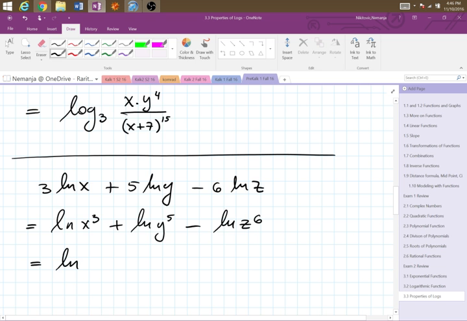ln of x cubed times y to the fifth over z to the 6. Yes. No, he had it on a paper. Yeah.